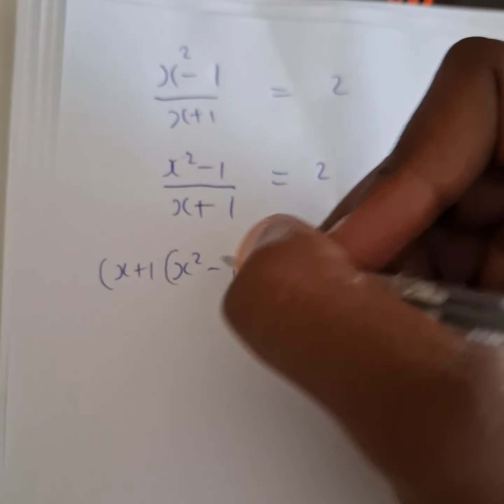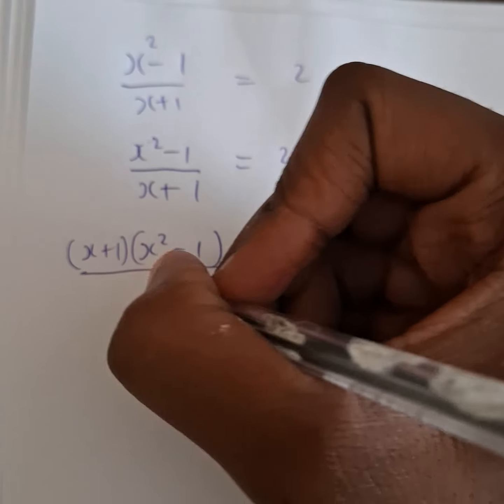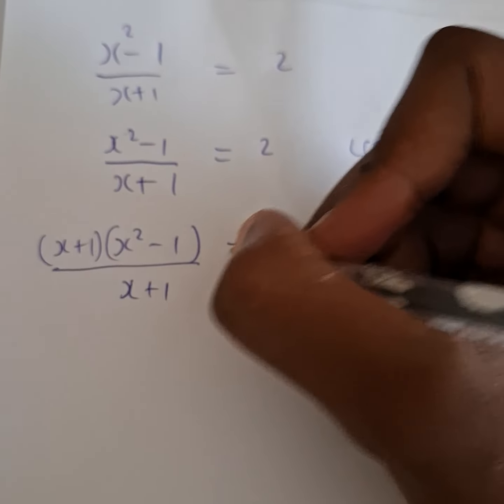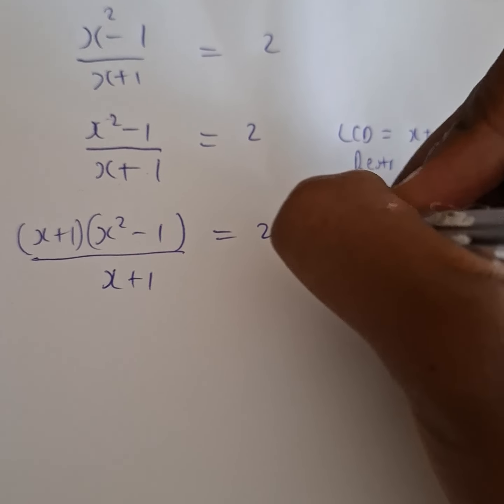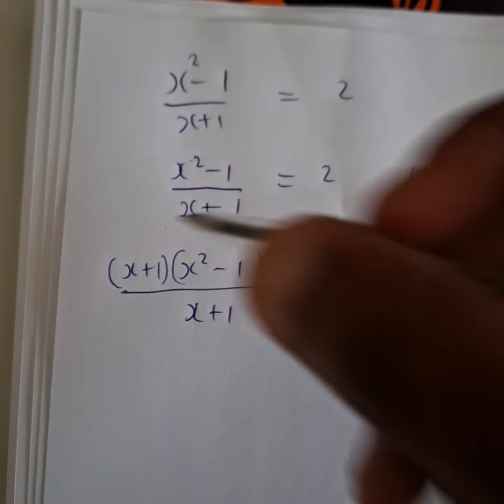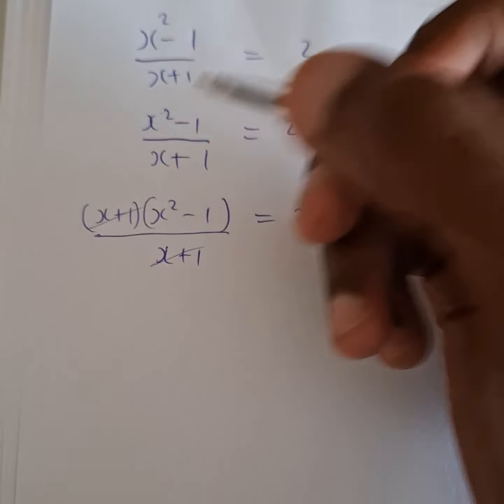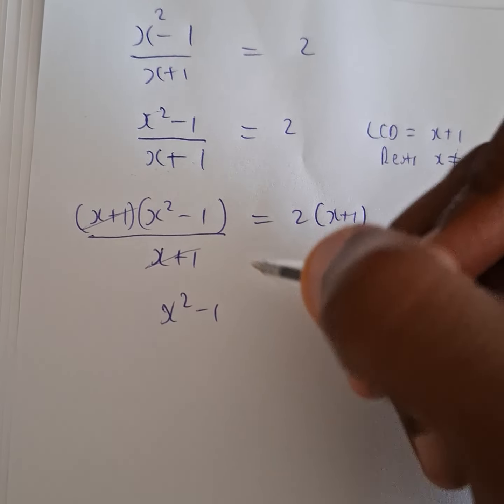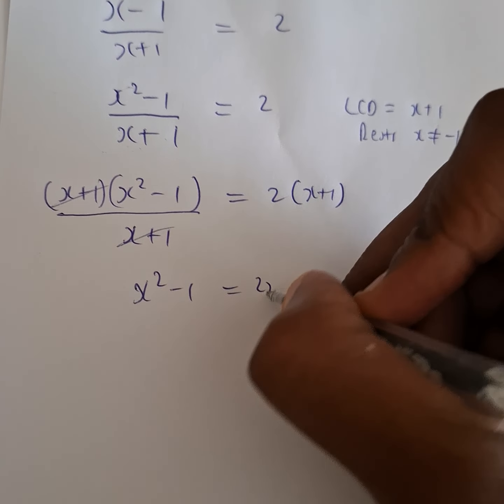Then from there we multiply each term by the LCD. Why? So that we can get rid of the denominator. So this x plus 1 will cancel, and I'll be left with x squared minus 1 is equal to 2x.